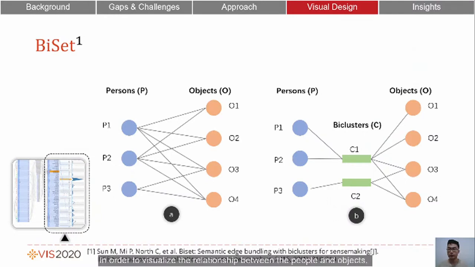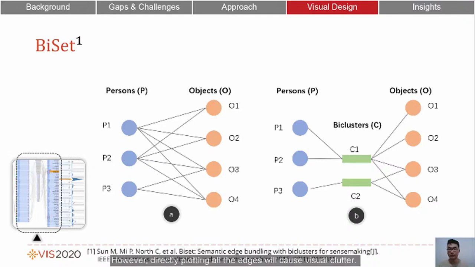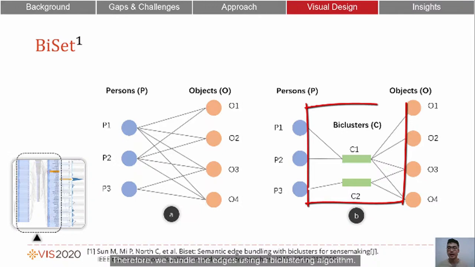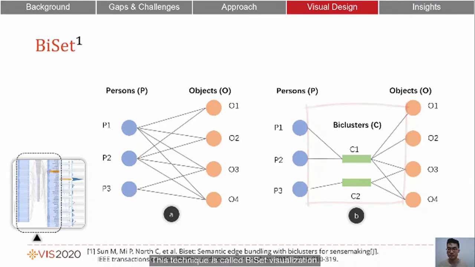In order to visualize the relationship between the people and the objects, we visualize the relationship as a bipartite graph. However, directly plotting all the edges will cause visual clutter. Therefore, we bundle the edges using a biclustering algorithm. This technique is called BiSet visualization.